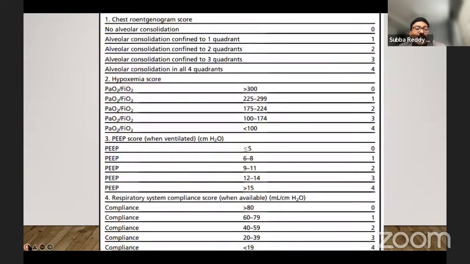So that's how you calculate the Murray score, and then you decide your mode of ventilation, or whether to go for prone ventilation, or whether to go for ECMO based on your Murray score.